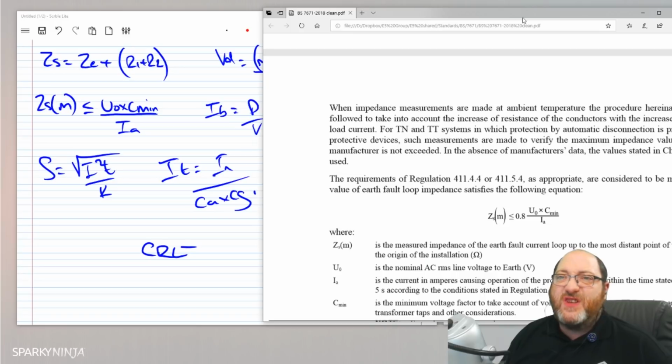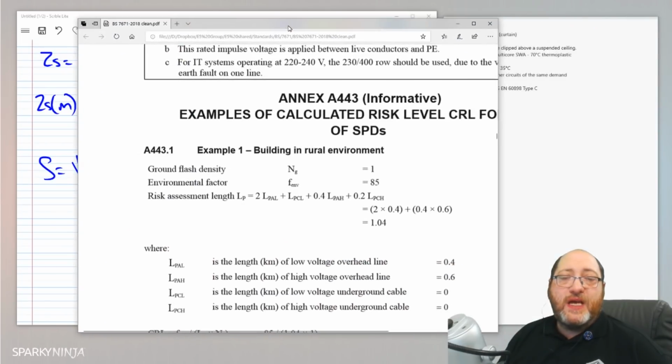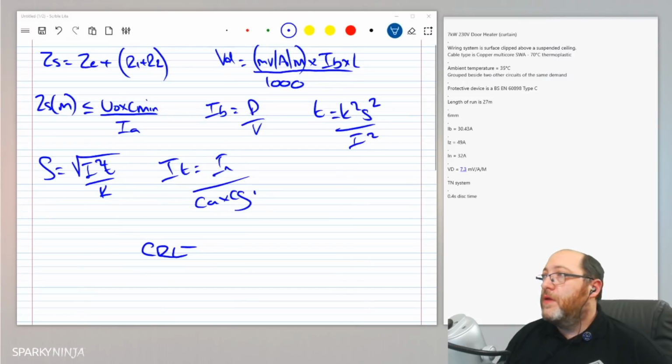But let's just look at it, just to finish off. This is the nonsense that's happening within Section 443 for protection against overvoltage of atmospheric origin, the calculated risk level. I'll add anything if I can think of anything else, but for the sake of the exam, I think this is it. Let's go over this. Okay, so it takes a lot more effort explaining it than it does doing it, but do not forget, if you are confused about the calculated risk level, there are examples of it in Annex A443. Okay, and that is on page 105.